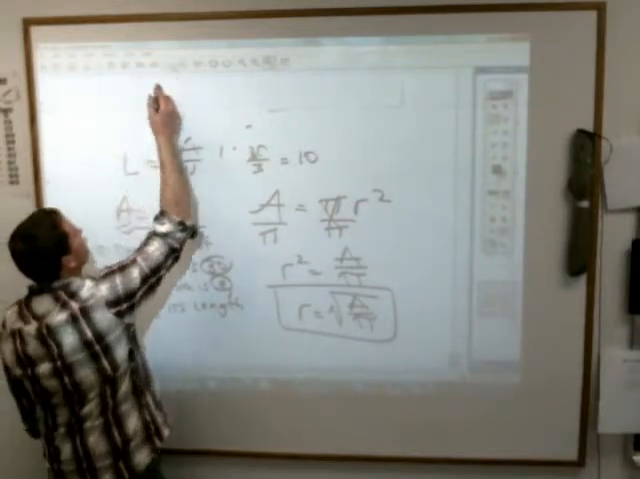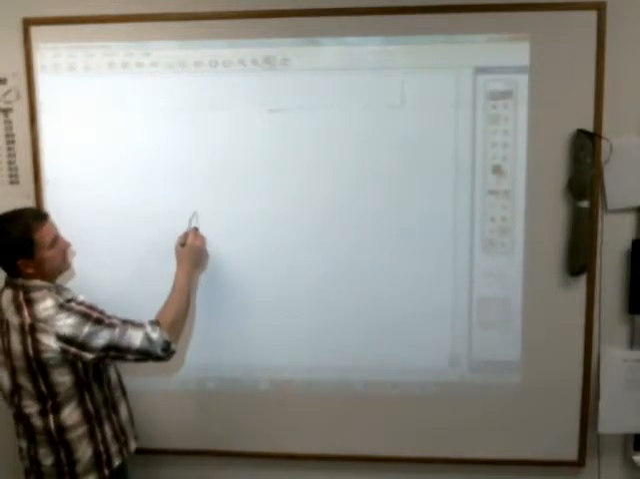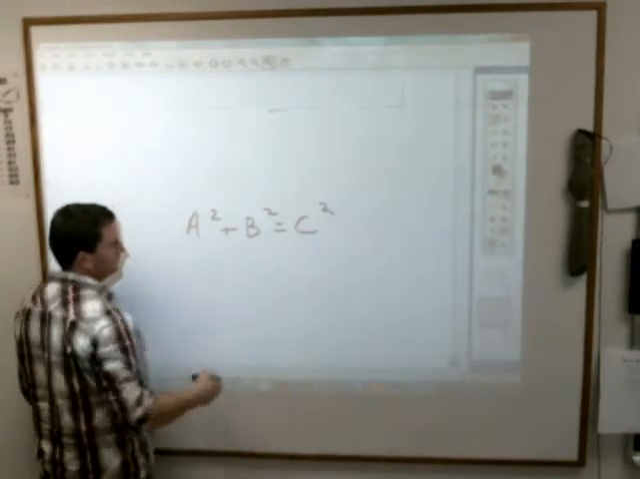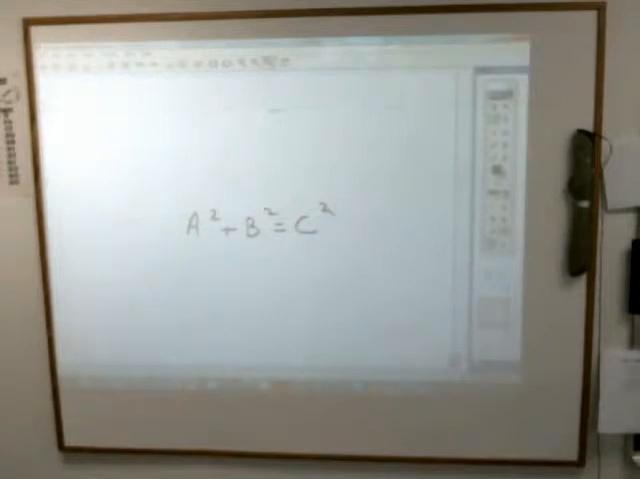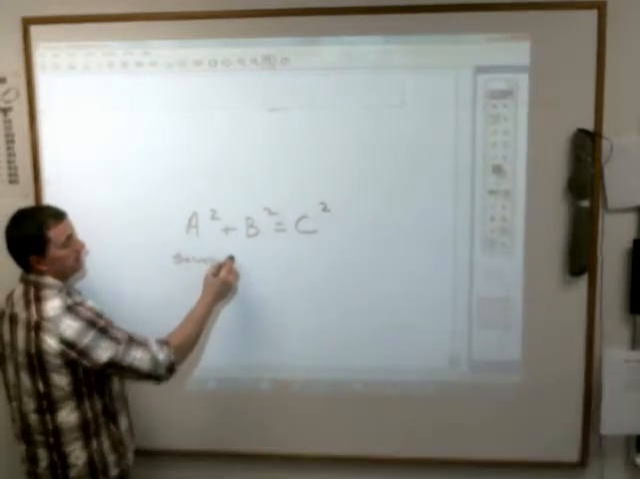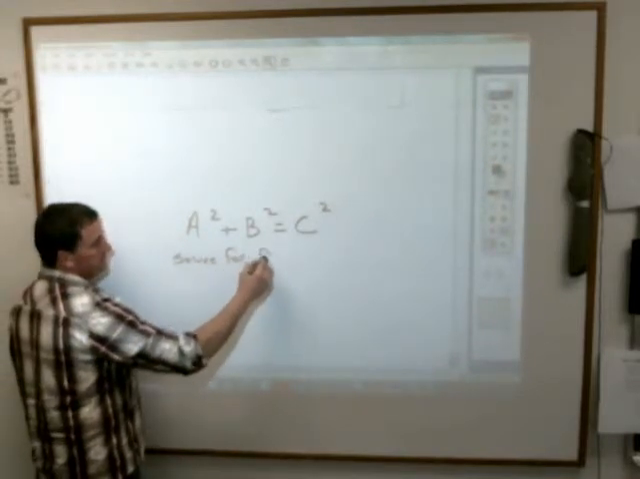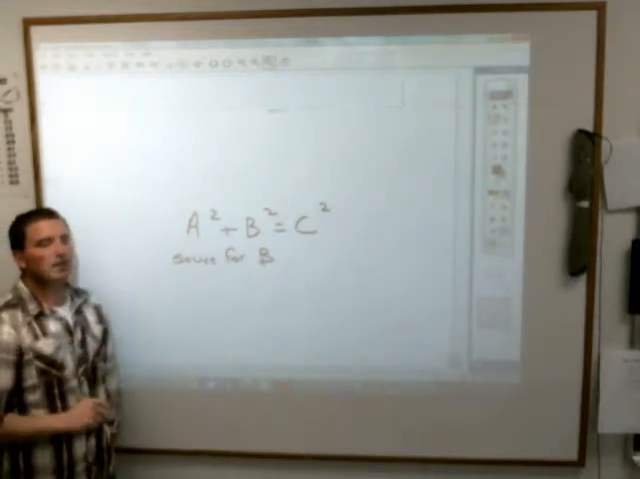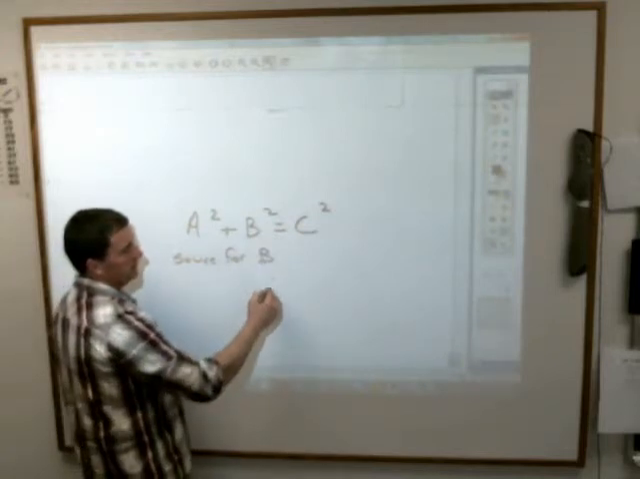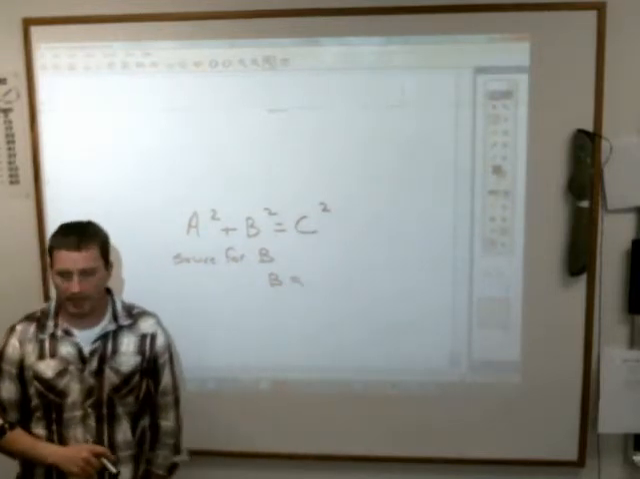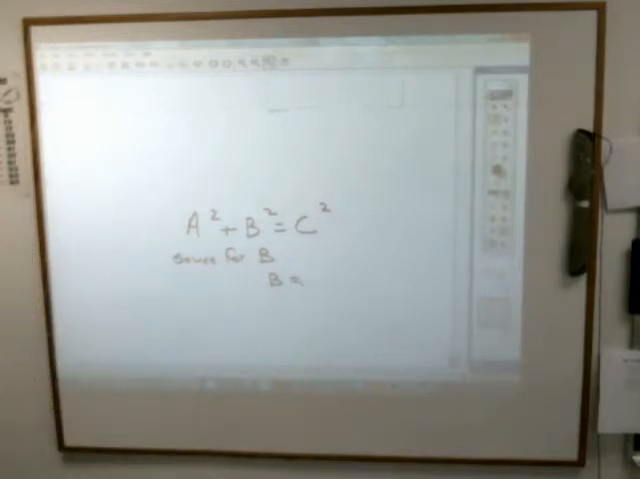How about this one? What formula is this? The Pythagorean Theorem. Here we go. What if I asked you to solve this for B? I'll give you a second. You tell me what B equals in this formula. Well, you can't say you don't have a clue unless you try. Try it first and then say you don't have a clue.